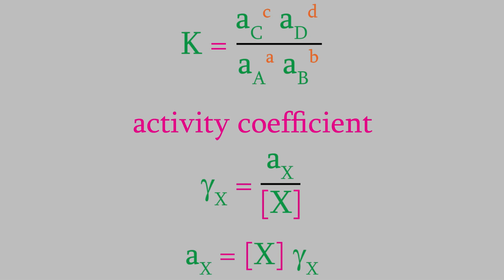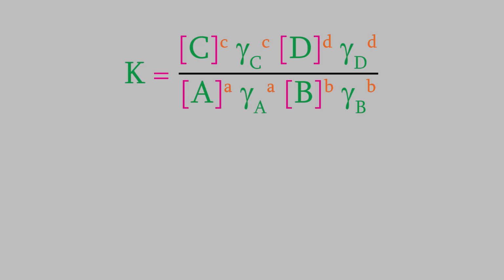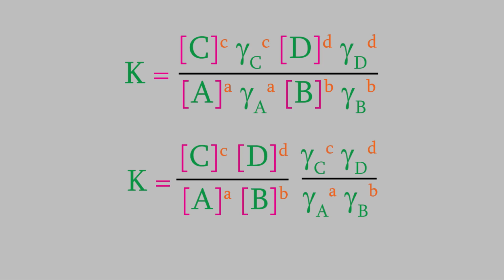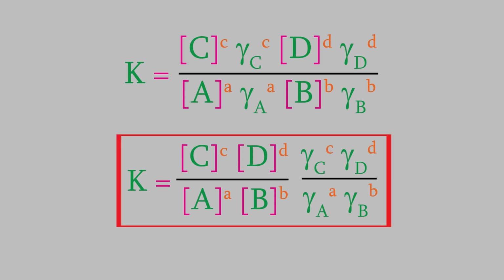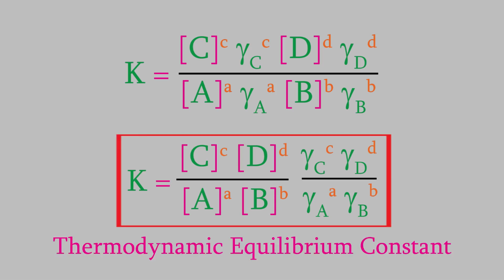We can use that expression for the activity in our expression for K, which gives us this. We can make that a little simpler to understand if we place all the activity coefficients into their own separate fraction, which gives us this. This expression is known as the thermodynamic equilibrium constant, and it's a much more accurate way of thinking about the equilibrium of a reaction taking place in gas or aqueous phases.